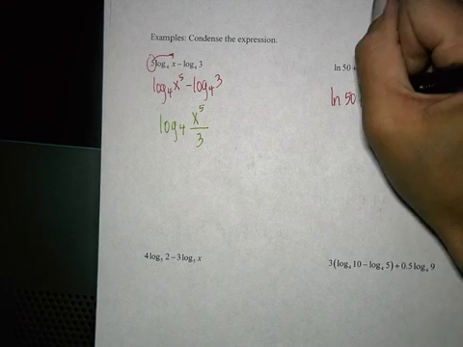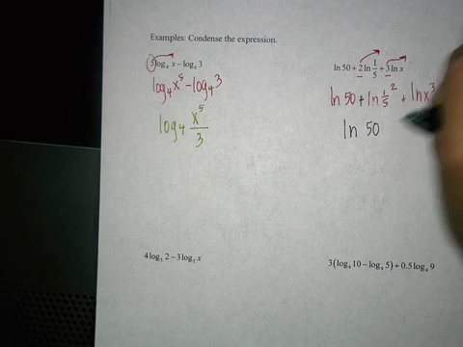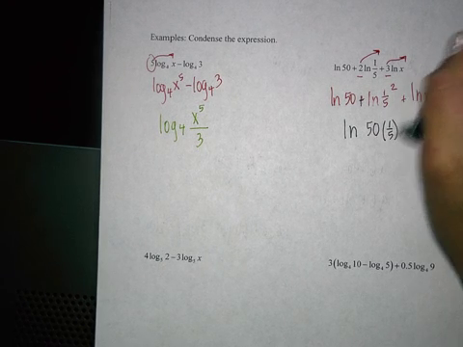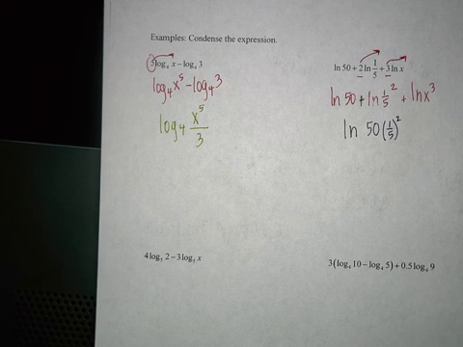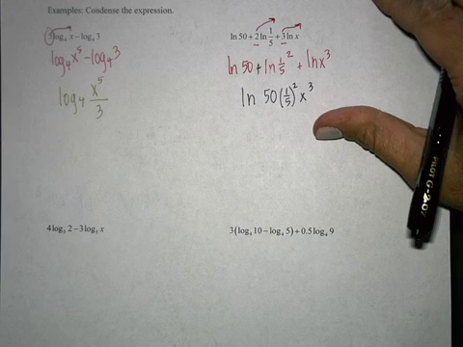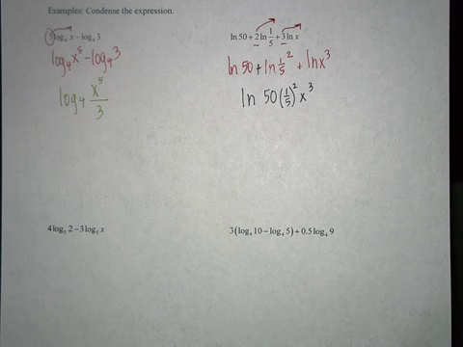Okay, so natural log of 50 times 1/5 to the 2nd power times x to the 3rd. What do you think we should do now? Yeah, you want to simplify if you can. And so you would start here.